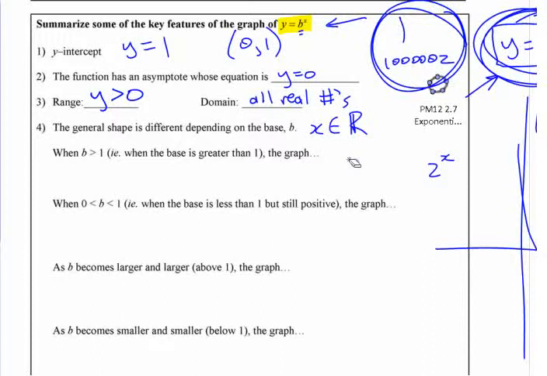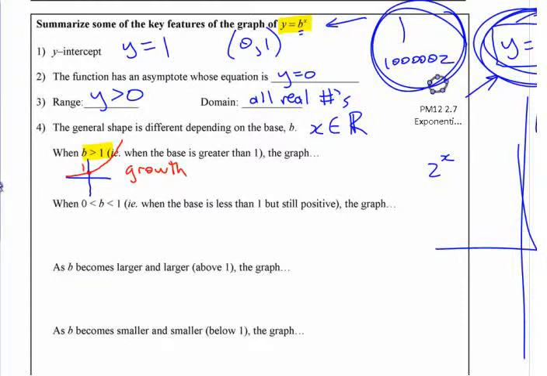The general shape of the graph. At this point, what you need to recognize is when b is bigger than 1, the general shape of the graph is growth like that. It goes up. This is 1. The y-intercept is 1, but it goes up. I'm going to put the word growth here. Exponential growth.